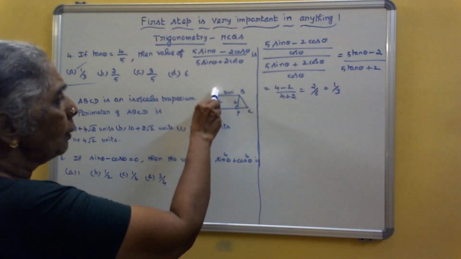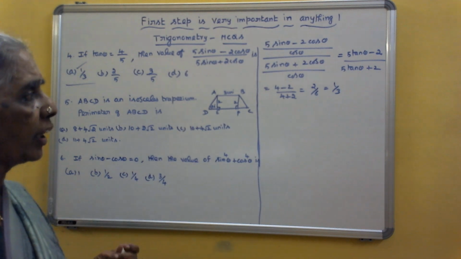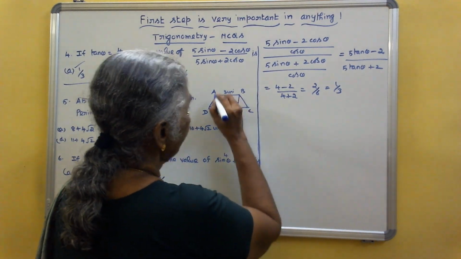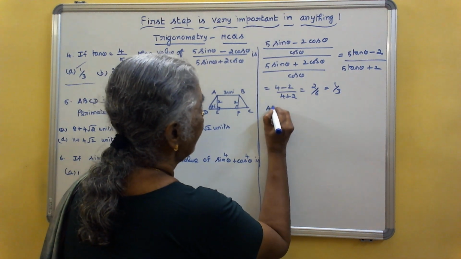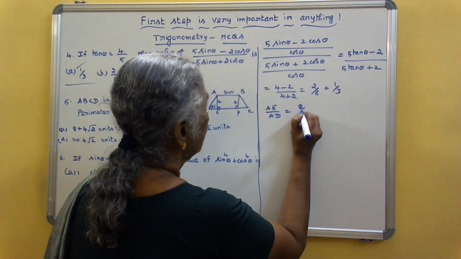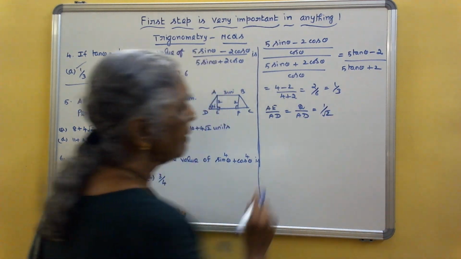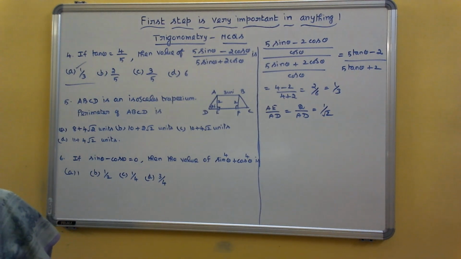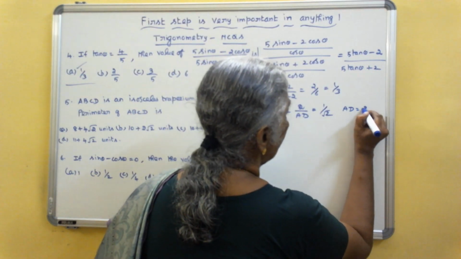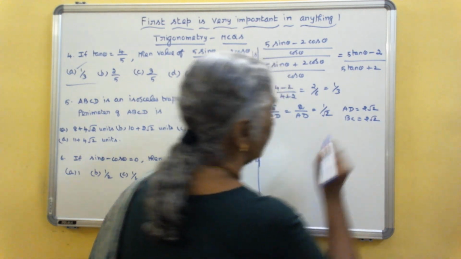Now you know that AE is 2 units, it is given, and the angle is 45. So let me find what is AD. Okay, in right triangle AED I can write AE by AD, that is 2 by AD, equals sin 45, which is 1 by root 2. Let us cross multiply now. So you will get AD is equal to 2 root 2. So naturally BC is also 2 root 2 units.